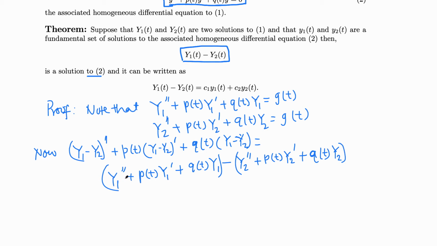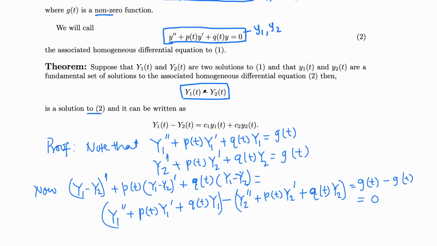Now Y1 is a solution, so this part goes to g(t), minus Y2 is also a solution of 1, so this is also g(t), so that is 0. So we replaced y by Y1 minus Y2 and we got 0. That means Y1 minus Y2 is a solution to equation 2. Okay, that's the first part.